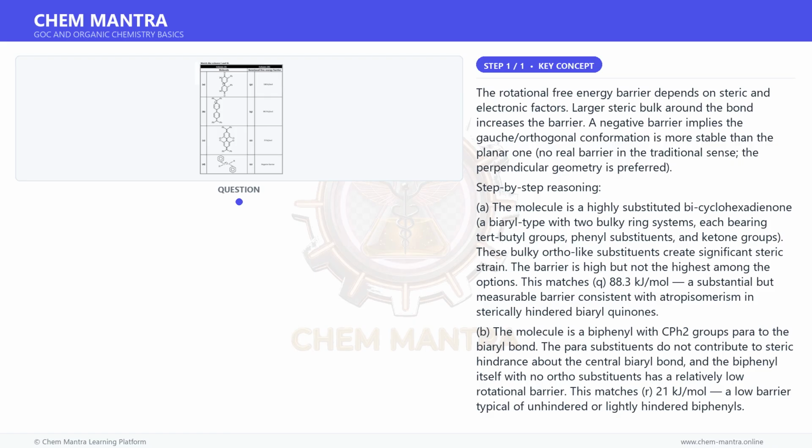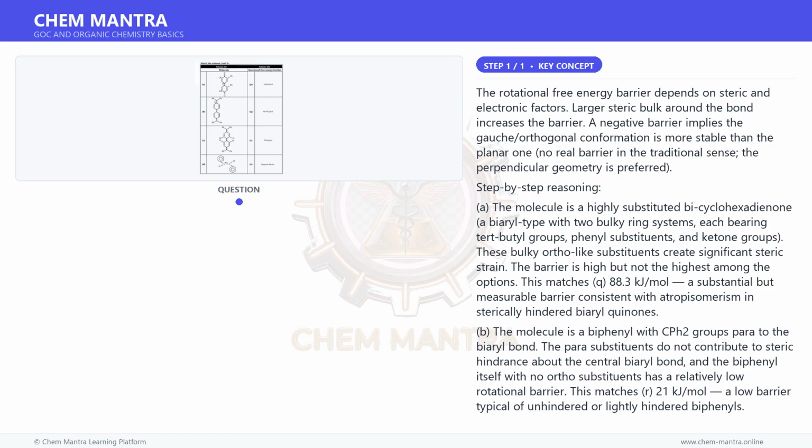Why other options fail? A. Cannot be 180 kJ/mol because that level of barrier corresponds to C=C pi bond rotation, not a biaryl single bond. B. Cannot be 88.3 kJ/mol because para substituents don't hinder rotation about the central bond. C. Cannot be 88.3 kJ/mol because the extreme steric strain from 4 peri chlorines leads to a negative barrier scenario. D. Cannot be 21 kJ/mol because single bond rotation barriers are around 21 kJ/mol, not double bond rotation.